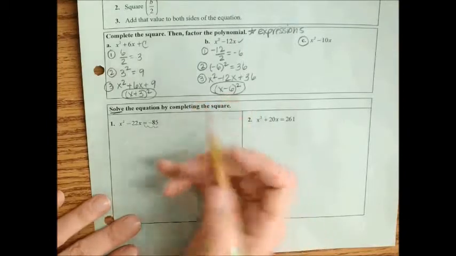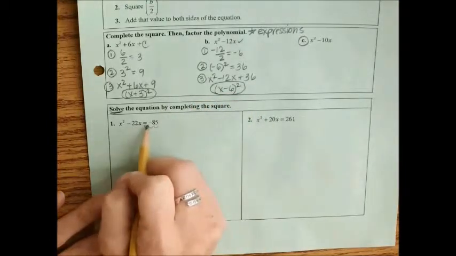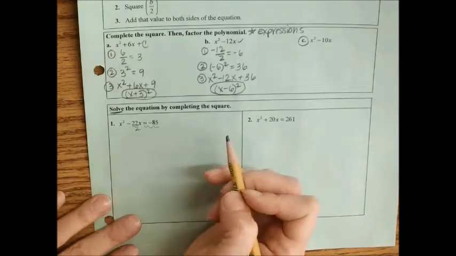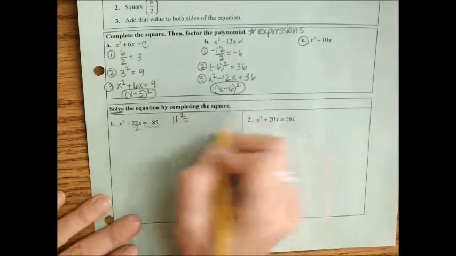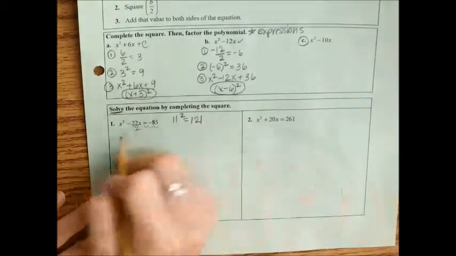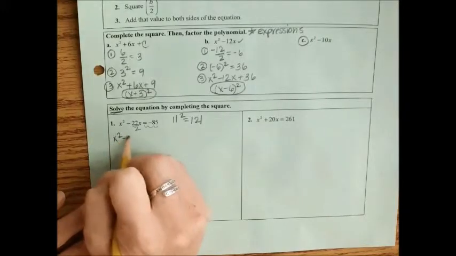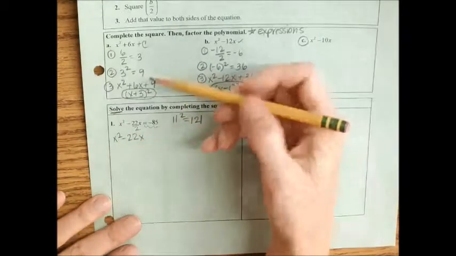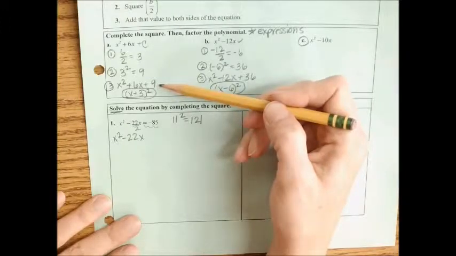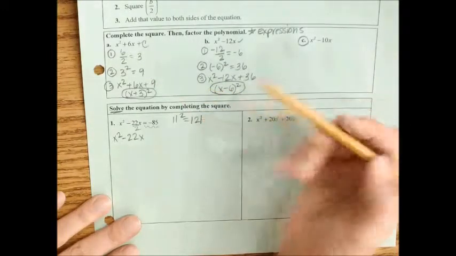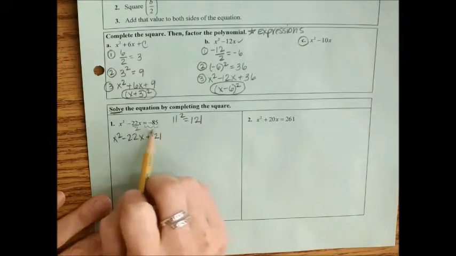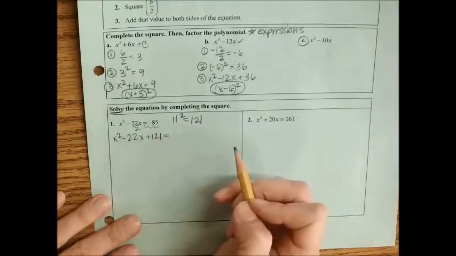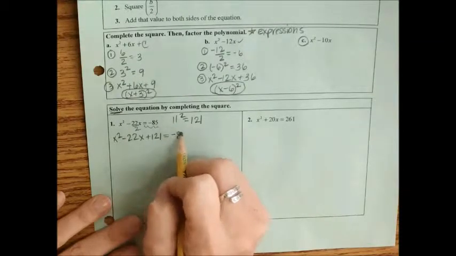What I'm going to start with is I'm going to take my b and divide by 2. When I take that b and divide by 2, I get 11, okay? 11 squared is 121. So my next step, I'm going to jump down to step 3 that we did, where I'm going to add 121. But then I have to include the rest of the equation. So I'm just going to drop down the equal to negative 85.